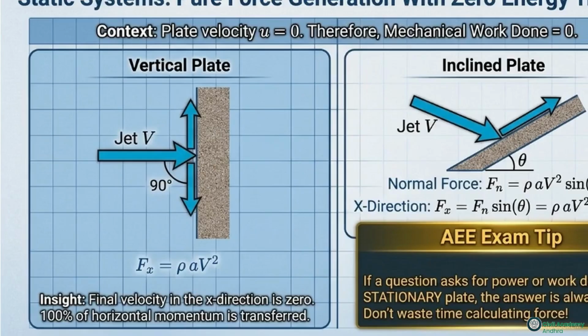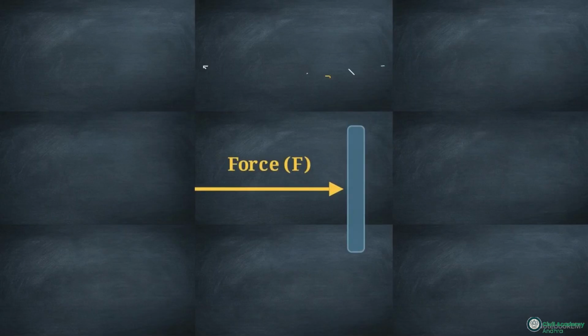This diagram establishes our baseline engineering test case, a static vertical plate struck by a continuous jet. Because the plate is stationary, its velocity is zero. The fluid strikes the wall, transferring all horizontal momentum, generating a force equal to density times area times velocity squared. However, work is defined as force times distance. Since the plate does not move, the mechanical work done by this system is zero.